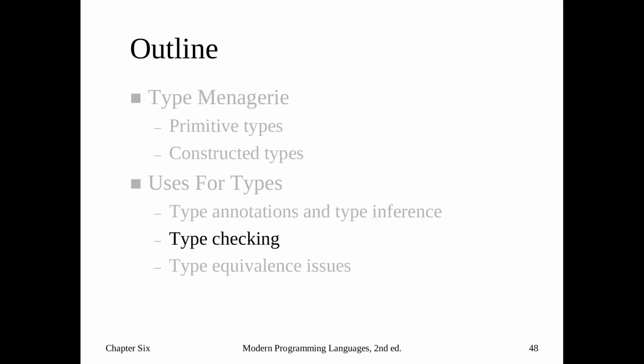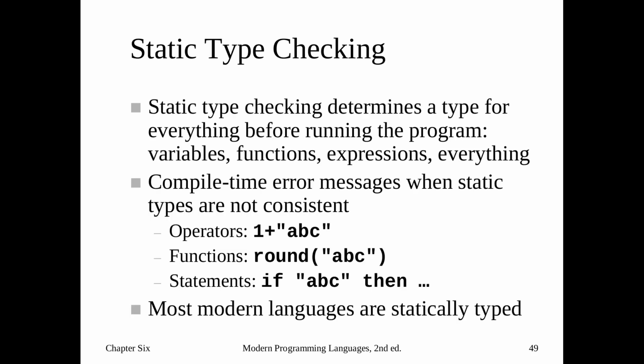Alright, so that gets us to the next level of type checking. So typically we have static type checking, right? Most languages that we've used have some sort of static type checking, including ML. And so static type checking determines the type for everything. Every single part of the program, the type will be known prior to ever running the program. So that means all variables, functions, expressions, the types of those will be known. And if it cannot be determined, or if it doesn't match as expected, then that throws a compiling error, right? That leads us to compile time error messages when static types are not consistent.